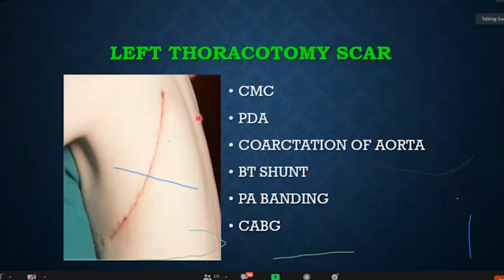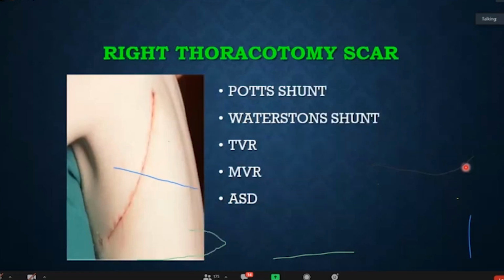The surgeries which can be done are closed mitral commissurotomy, PDA ligation, or coarctation of aorta surgeries, usually done through the left thoracotomy, BT shunt, pulmonary artery banding, and some CABGs nowadays, or minimally invasive or short incision surgeries can be done through a left thoracotomy scar. Now, these 5 things you should remember through a left thoracotomy: CMC, PDA, coarctation, BT shunt, and PA banding.